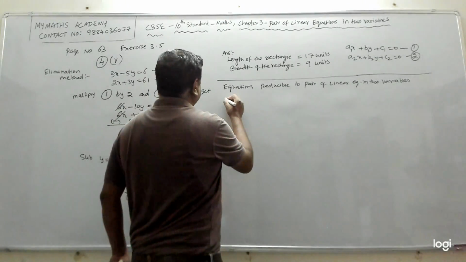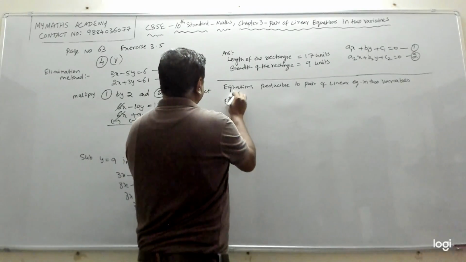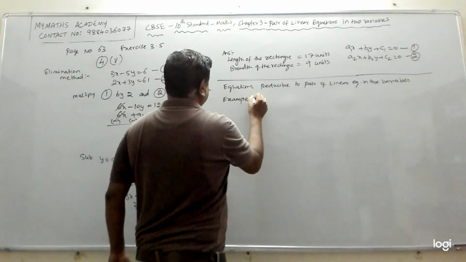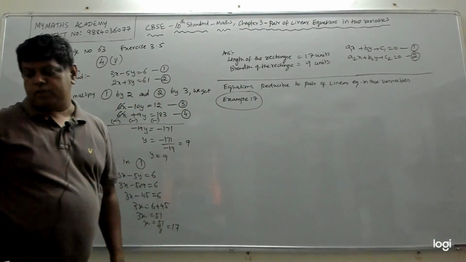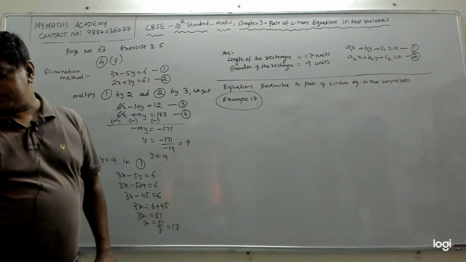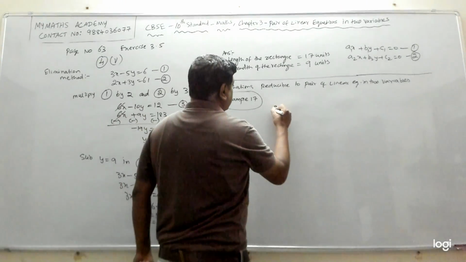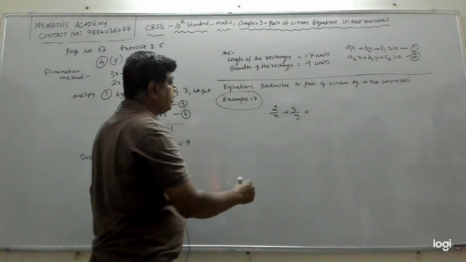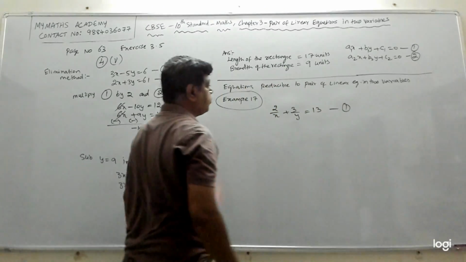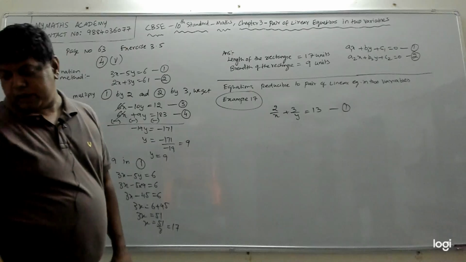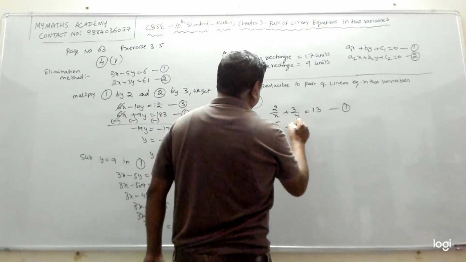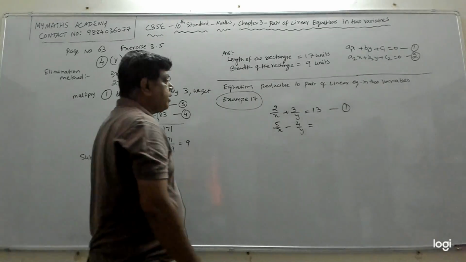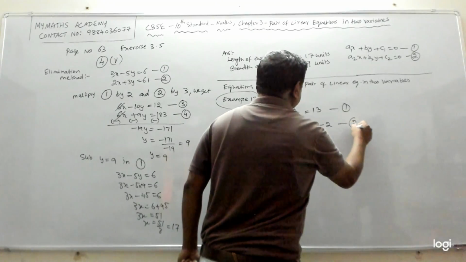Let's see example 17, on the same page number 63. It says solve the pair of equations 2 by x plus 3 by y equal to 13, first equation, and 5 by x minus 4 by y equal to minus 2. This is your second equation.